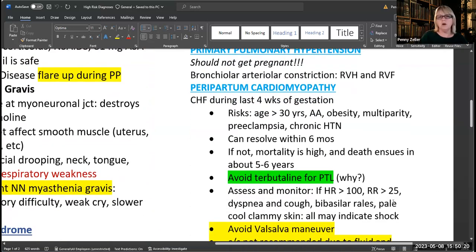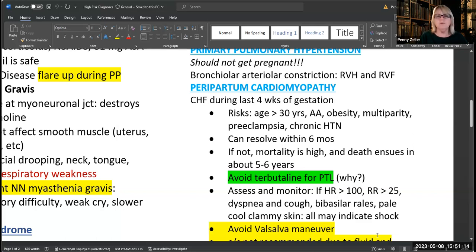Peripartum cardiomyopathy. We do not know why some women with no heart disease develop cardiomyopathy after delivery or late pregnancy. Okay, there are certain groups of people: older women, older than 30, African Americans, obese women, women who've had multiple children, preeclampsia, maybe chronic hypertension, all these things put a woman at risk for developing a cardiomyopathy. So myopathy means damaged muscle, or a less functioning muscle. So the heart doesn't work as well. It's not necessarily in failure, but it's not working as well.